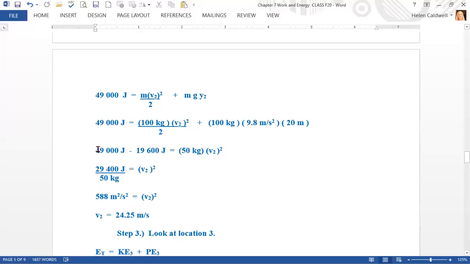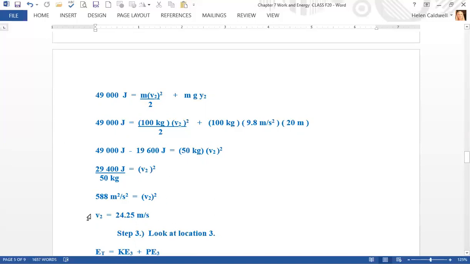So 49,000 minus 19,600 gives us 29,400. But we have to divide both sides by 50 kilograms to get the 50 off the right-hand side. 29,400 joules divided by 50 kilograms gives us 588. But that's going to be in meters squared per second squared. And now that's equal to the velocity squared at point 2.